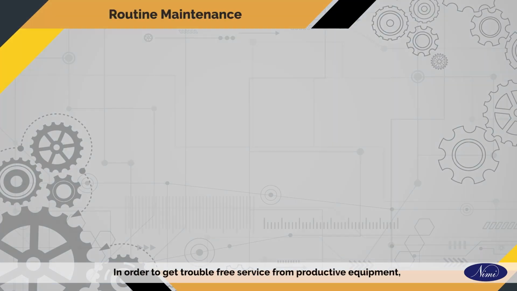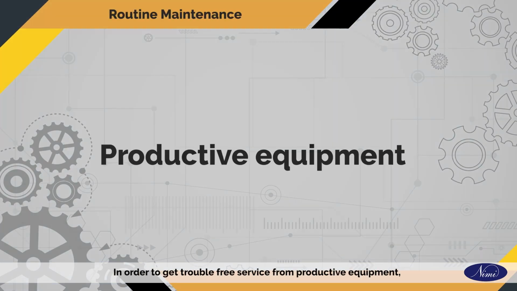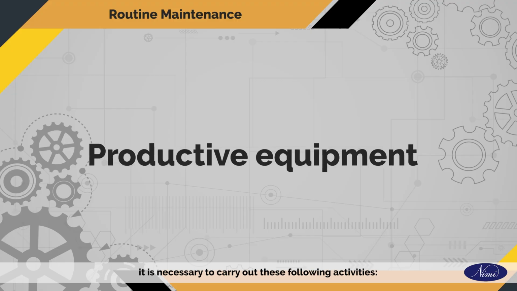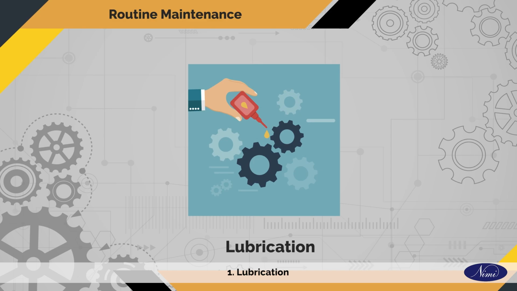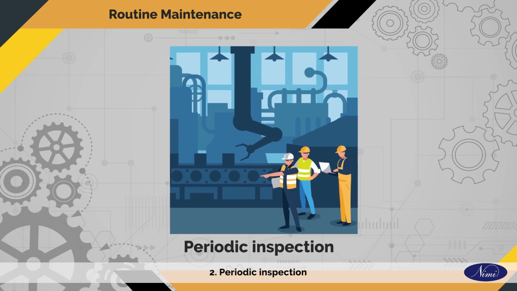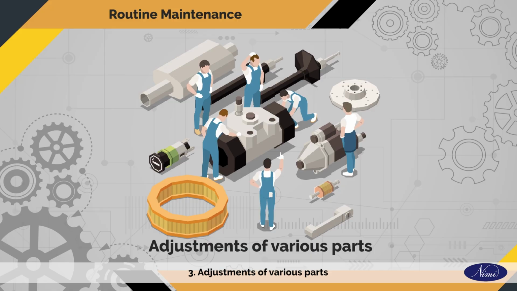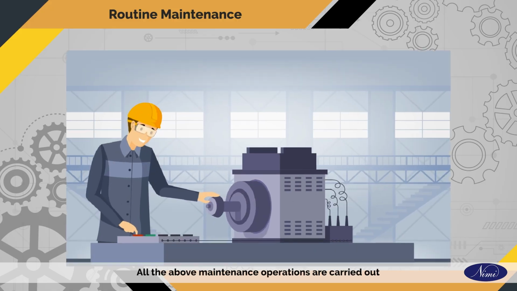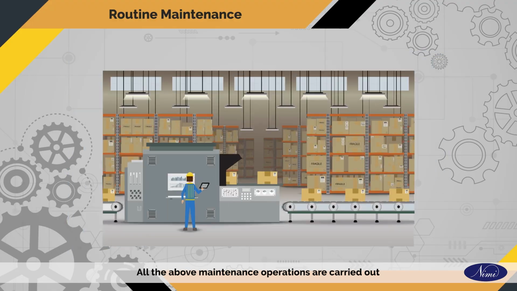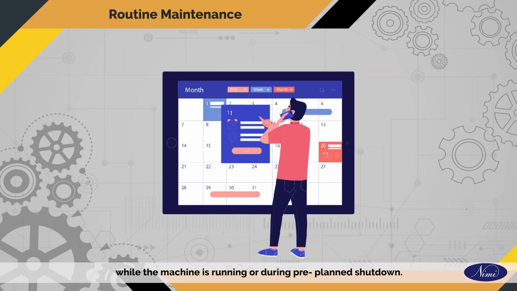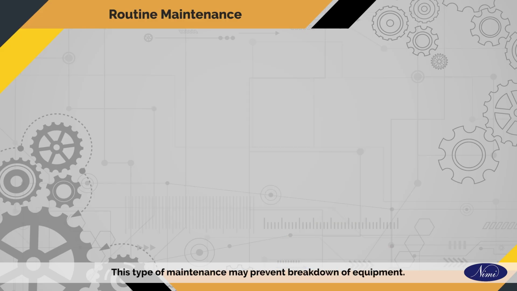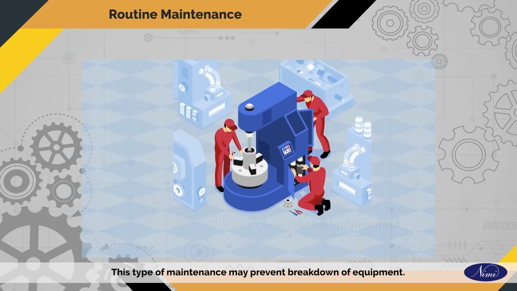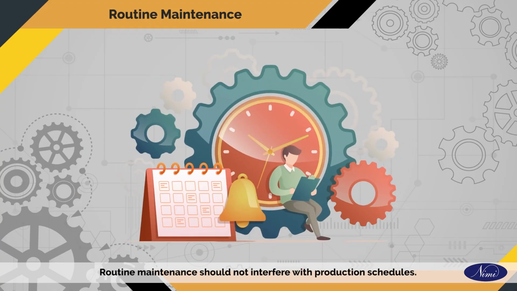In order to get trouble-free service from productive equipment, it is necessary to carry out these following activities: lubrication, periodic inspection, adjustments of various parts, cleaning. All the above maintenance operations are carried out while the machine is running or during pre-planned shutdown. This type of maintenance may prevent breakdown of equipment. Routine maintenance should not interfere with production schedules.